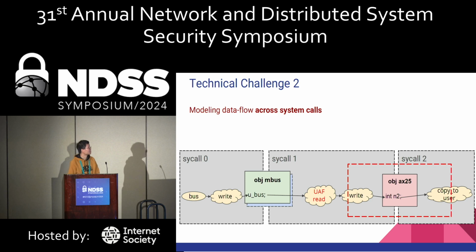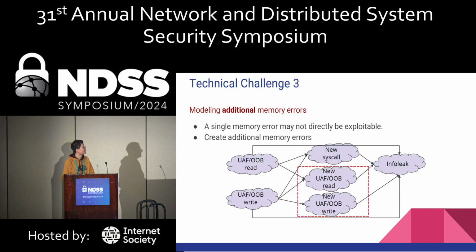Technical challenge 2, modeling data flow across system calls. In this motivating example, the attacker invokes a new system call 2 to read out the information. So we need to capture this in our work. Technical challenge 3, modeling additional memory errors. A single memory error may not directly be exploitable. But this doesn't mean we cannot exploit this error. We may take another path. We can create additional or intermediate memory errors before finally discovering Infoleak.